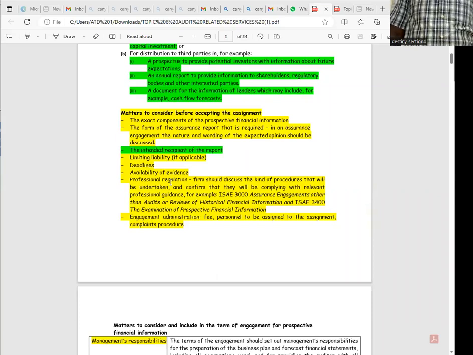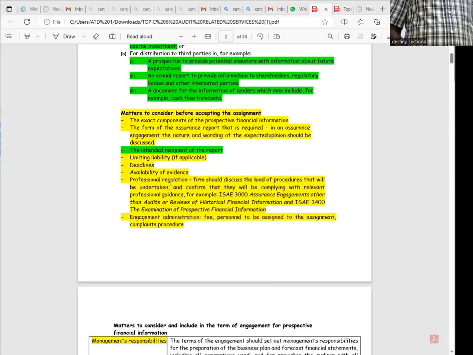The nature and wording of the expected opinion should be discussed. These are the matters that we covered in our topic 1 on assurance and non-assurance engagements. Then also the intended recipient of the report needs to be considered. Is it maybe a lending financial institution, like in the case of the cash flow review? Then the limited liability, if applicable, deadlines or time frames that are set, availability of evidence, professional regulation.